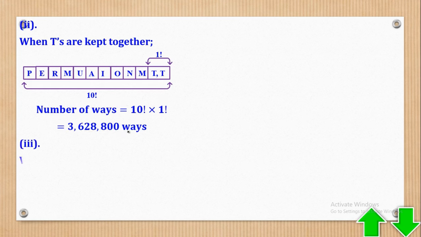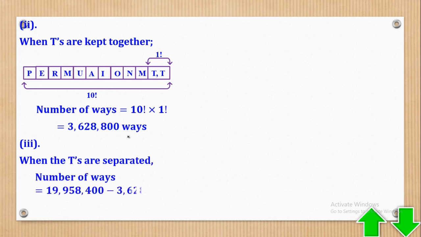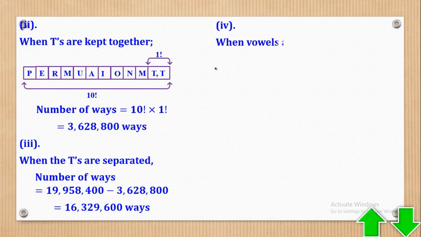That is Roman 2. Roman 3 is when the T's are separated. We have to remember mutually exclusive events. So this is without restriction. This is when there is this restriction. And when you subtract the 2, you will come up with this as the required number of ways. What about Roman 4? Roman 4 says when the vowels are kept together.